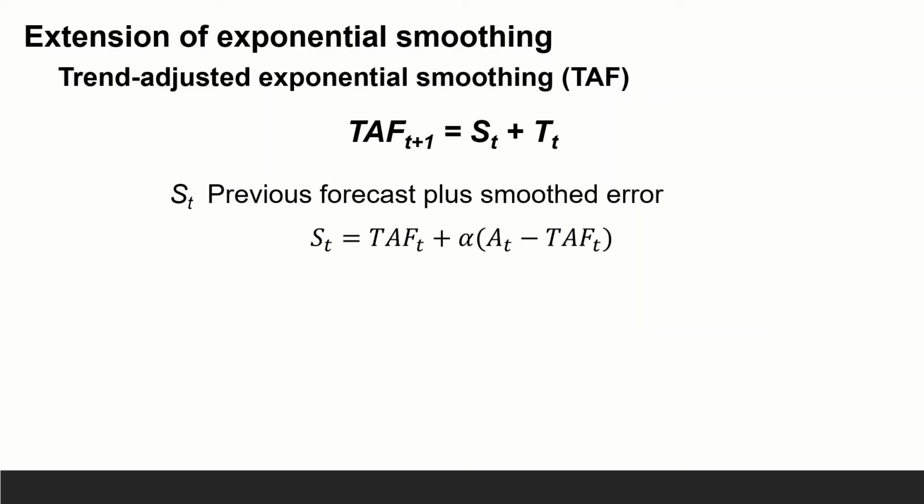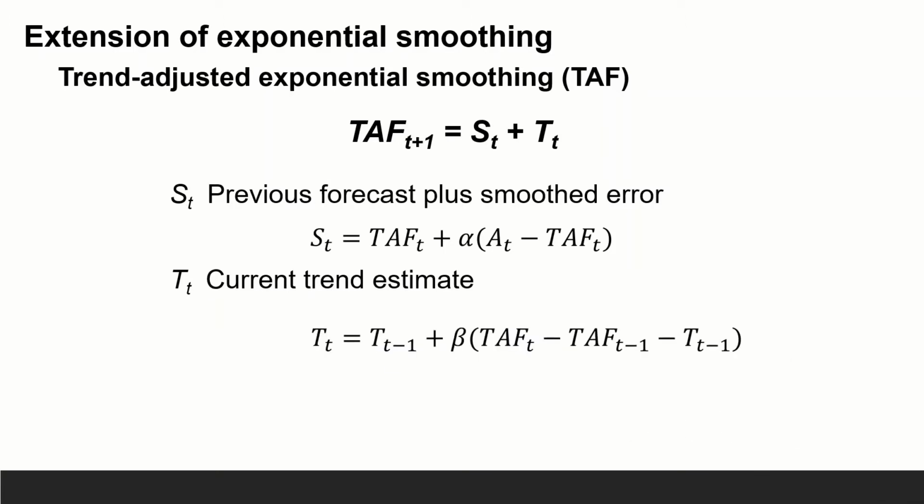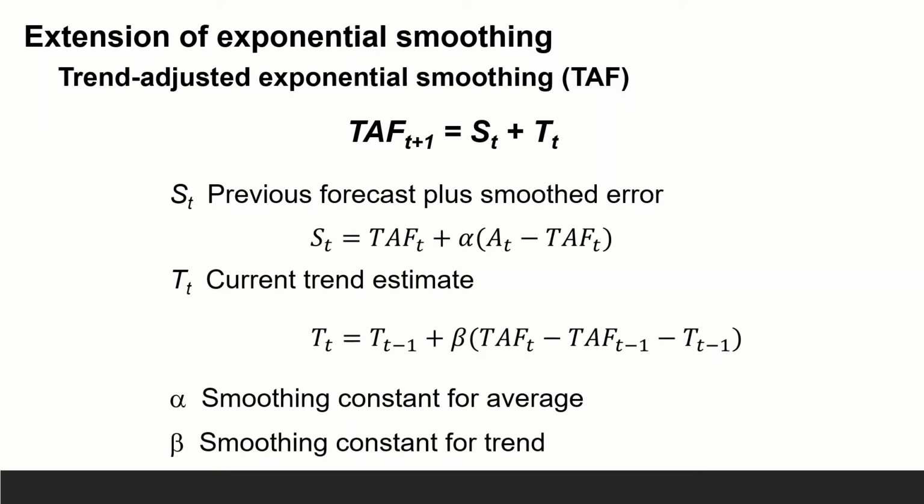S_t equals TAF_t plus alpha multiplied by (A_t minus TAF_t), while T_t is the current trend estimate, and can be calculated by this equation. T_t equals T_(t-1) plus beta multiplied by (TAF_(t-1) minus TAF_(t-1))... where alpha is the smoothing constant for average, and beta is the smoothing constant for trend. In order to use this method, one must select values of alpha and beta, usually through trial and error, and make a starting forecast and an estimate of trend.